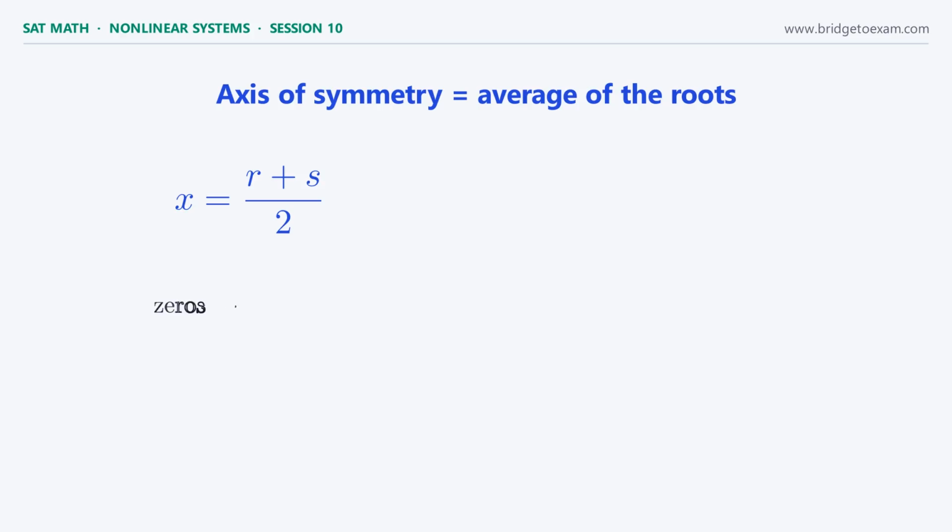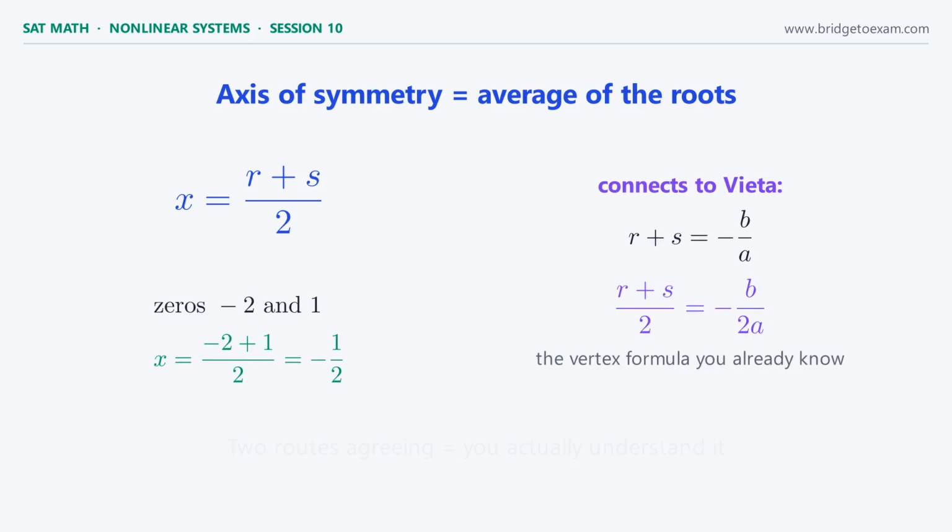Here's a third question. The SAT builds on the same setup. The axis of symmetry. If a quadratic difference function has zeros at r and s, where's its axis of symmetry?